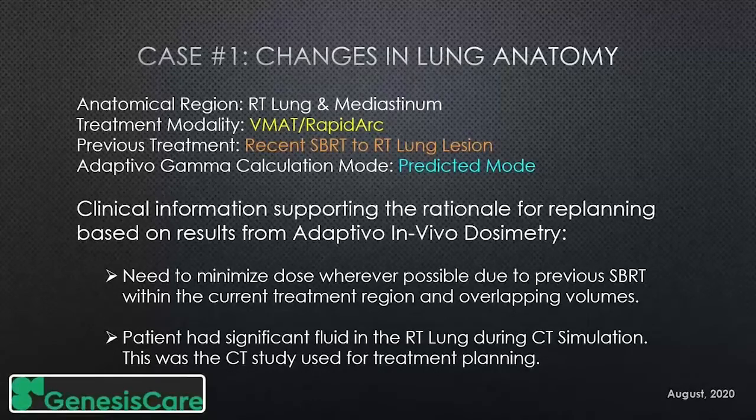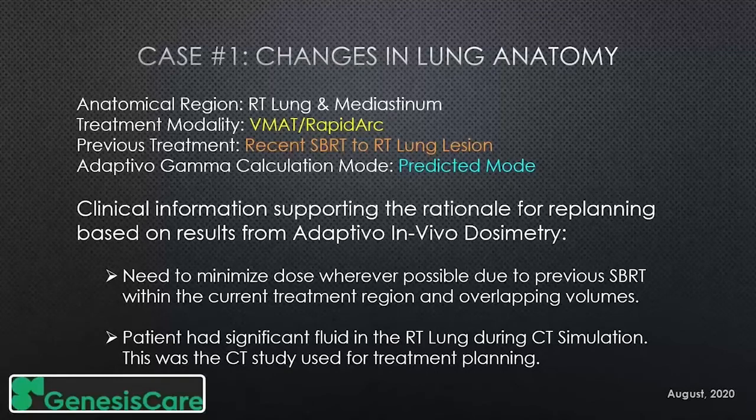Changes in lung anatomy. The body region we are treating is the right lung and mediastinum. We are using a VMAT RapidArc procedure. This particular patient had recent SBRT to the right lung, so we want to make sure we minimize dose. And of course, we're using the predicted mode.